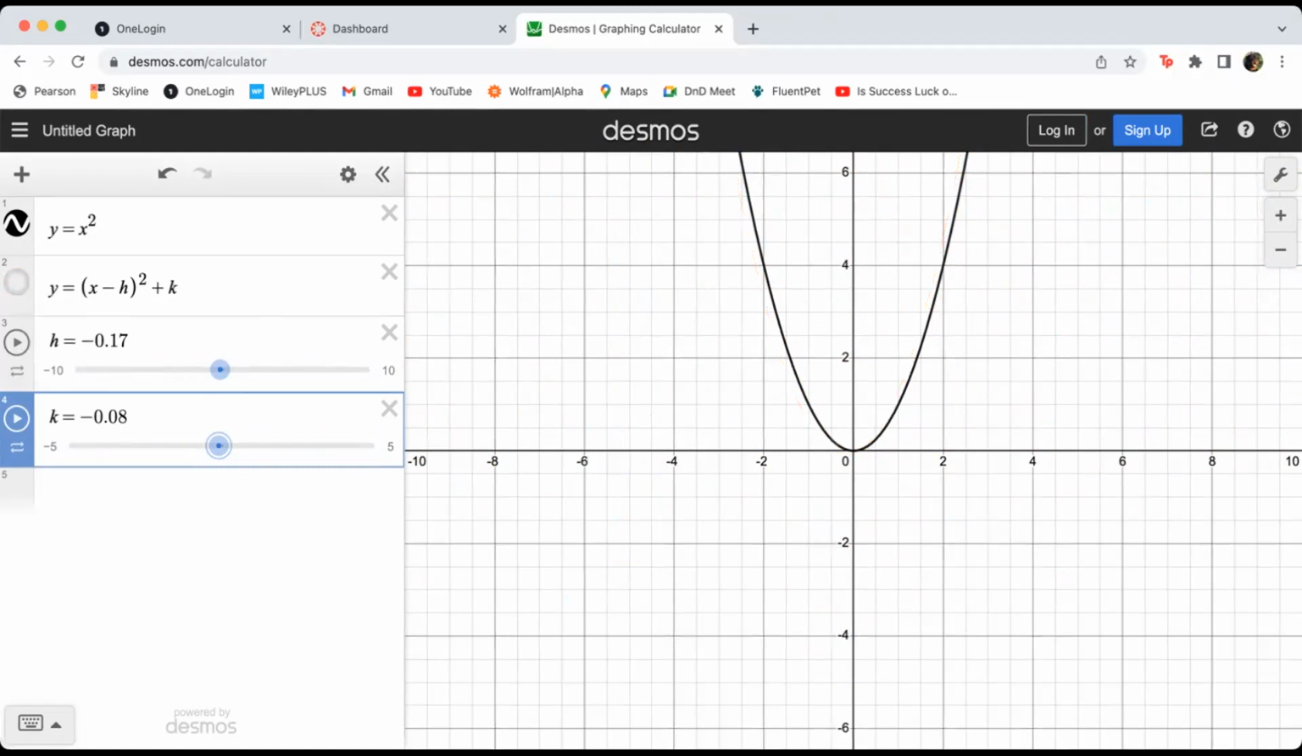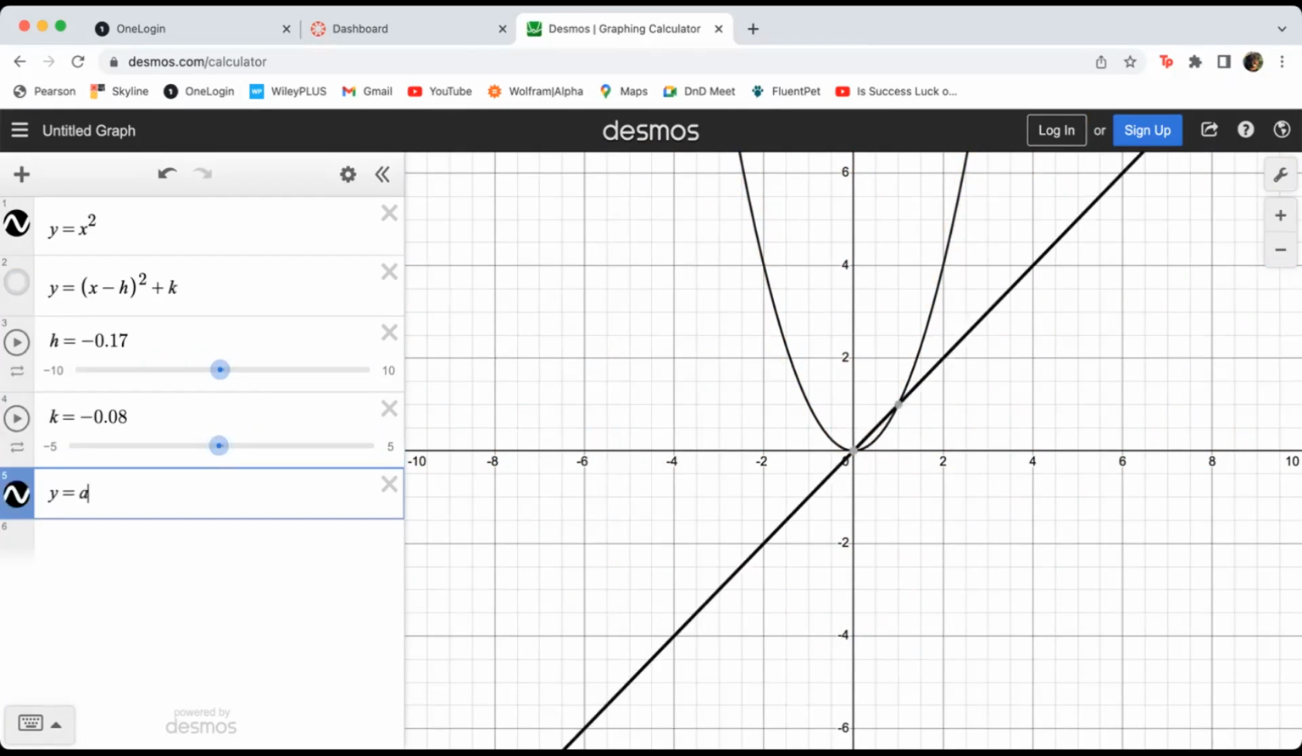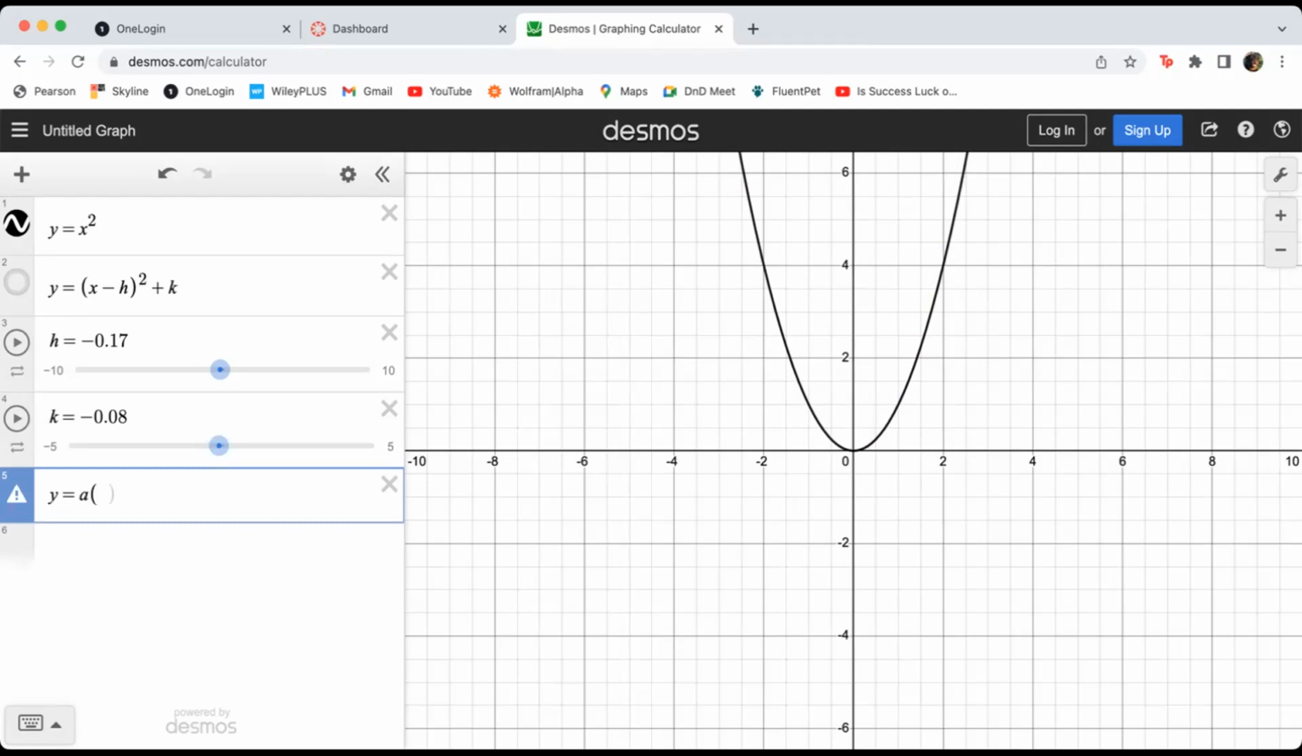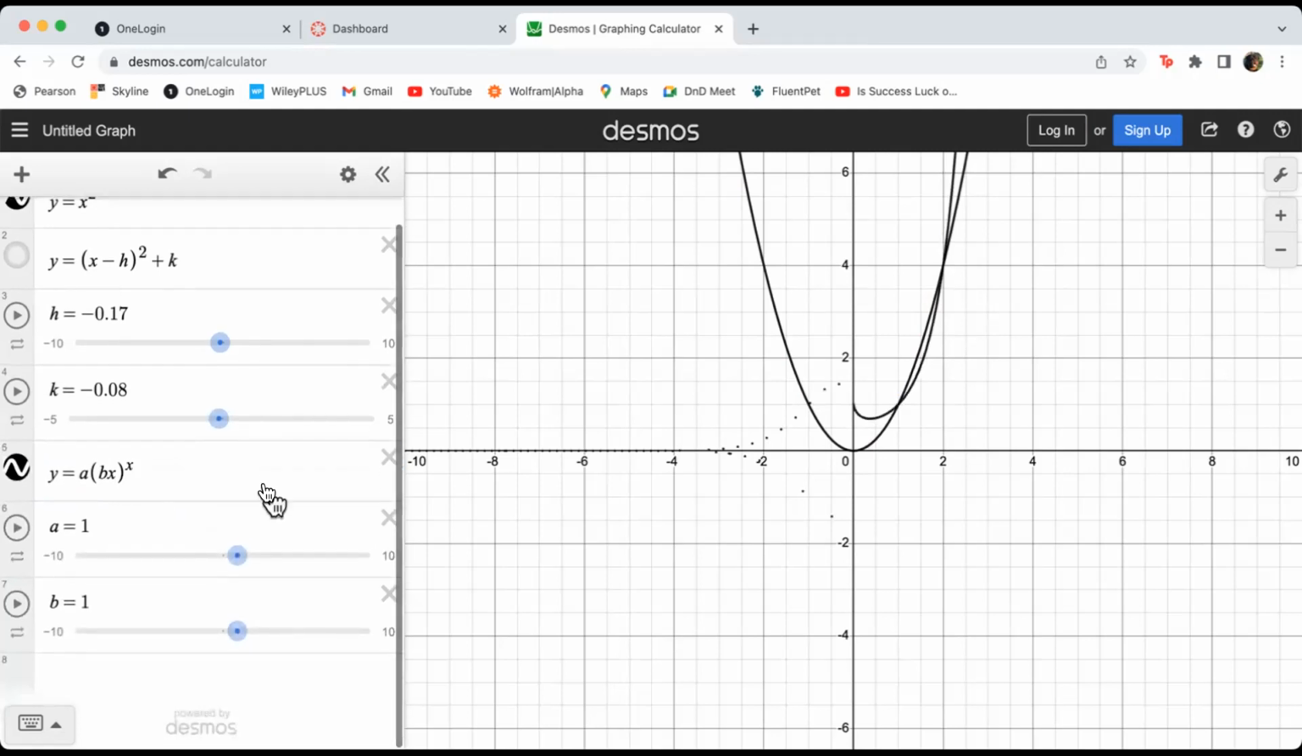Now let's look at what happens if I do some multiplication before the square and multiplication after the square. I typed those in the wrong order. Oh, I put it to the x.